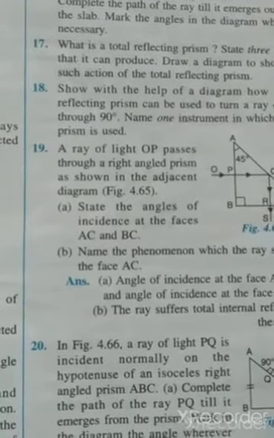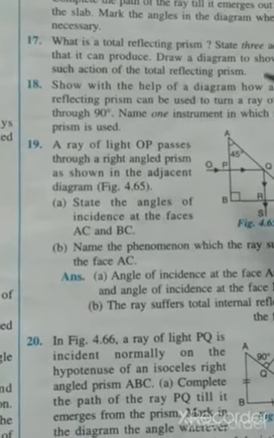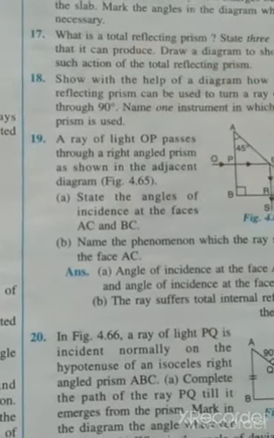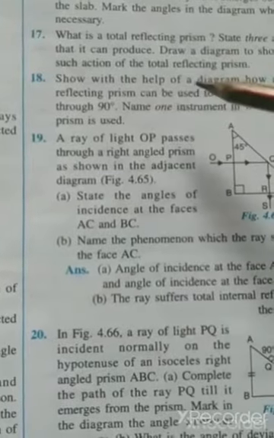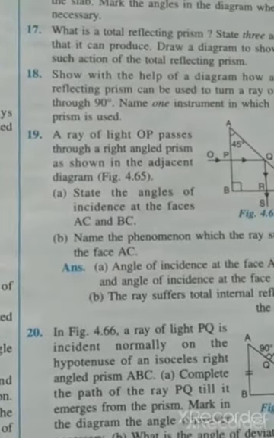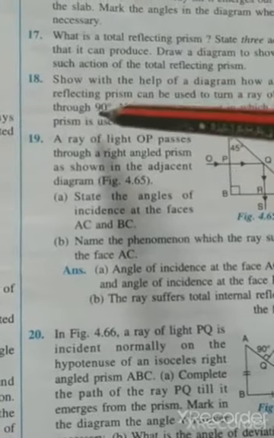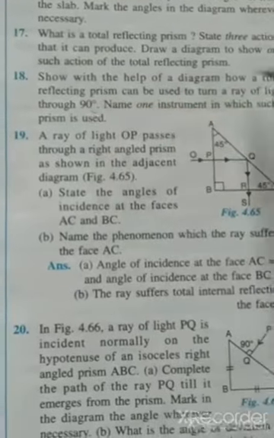So these are the three actions it can produce, and you have to draw any one diagram. You can draw this question, you will do it in your copy. Question number 18 also you will do in your copy. In this you have to draw the diagram only of the prism in which deviation takes place by 90 degrees, which is the total reflecting prism.